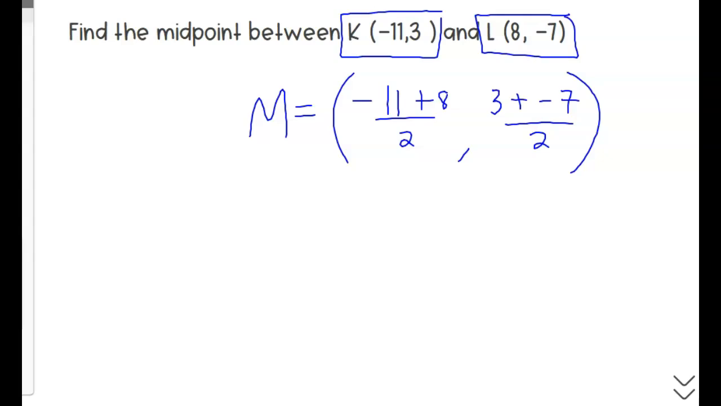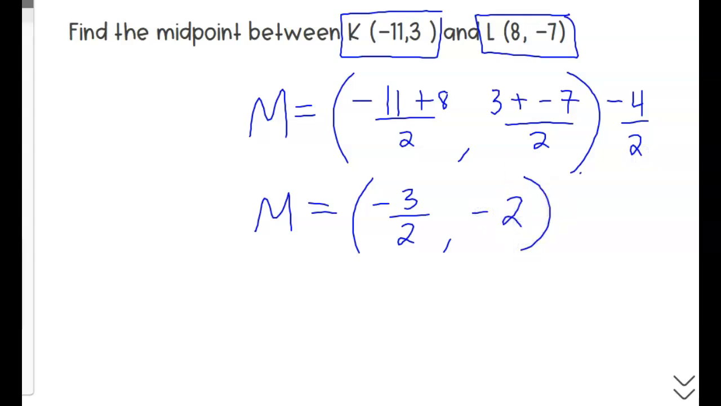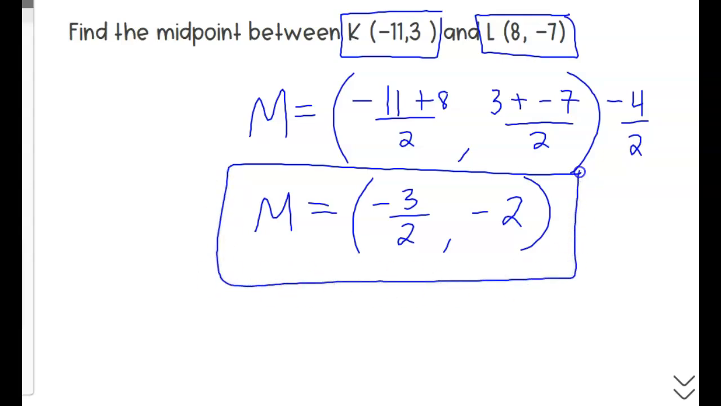I'll do so, -11 plus 8 gives me what? -3. So my X is at -3 over 2. Good. Everybody got that? Or -1.5, right? And then 3 plus a -7 gives me -4 over 2 simplifies to -2, and that should be your midpoint for K and L. Good? How we do? Comfortable? Yep. Alright.